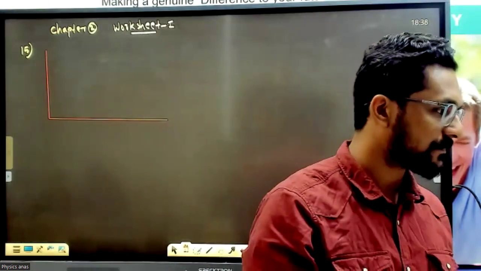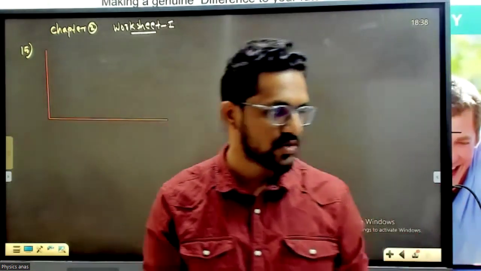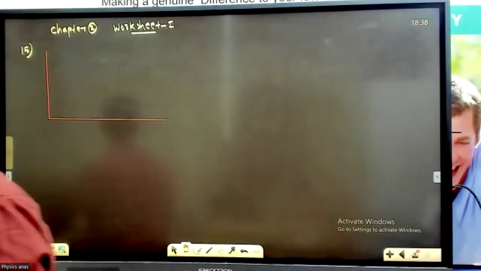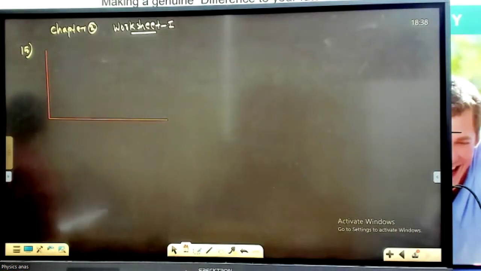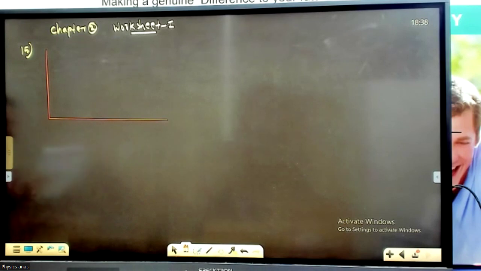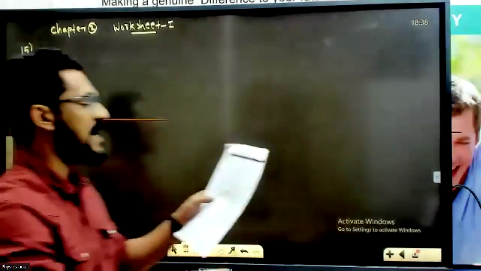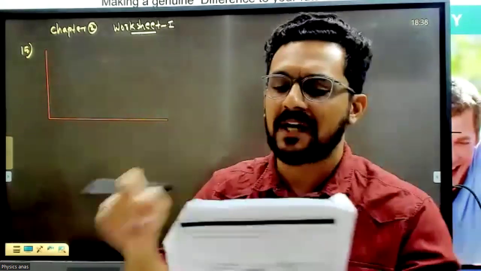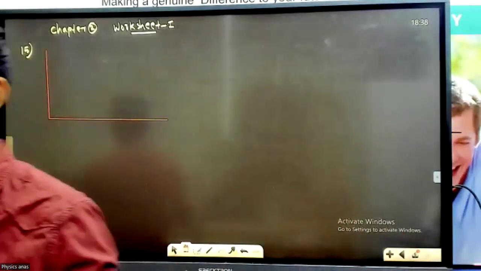Hi, Jaden. Hi, Gautam, Joshua, Sneha. And we are doing question number 15. Are you ready, all of you? Okay, question number 15. The displacement time graph of two particles A and B are straight lines.